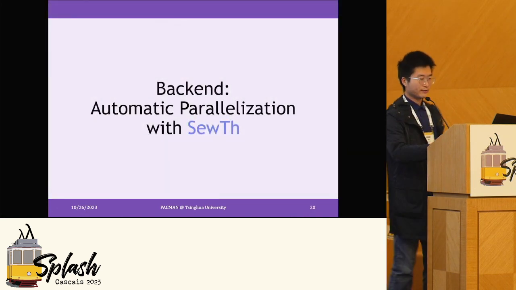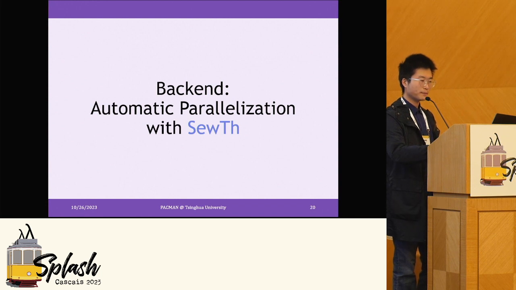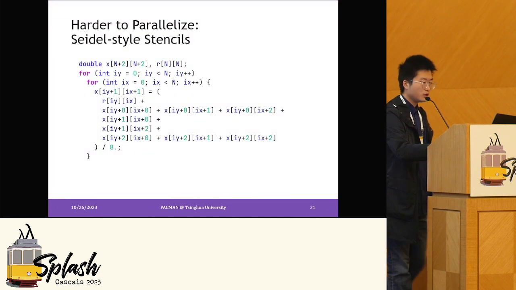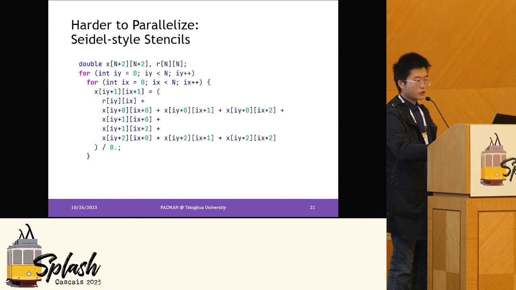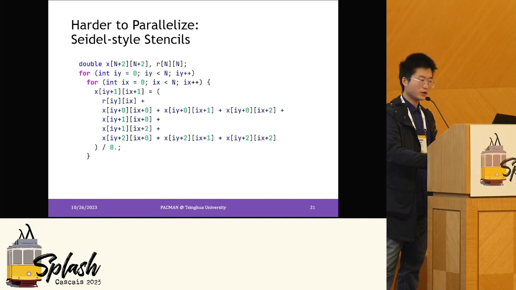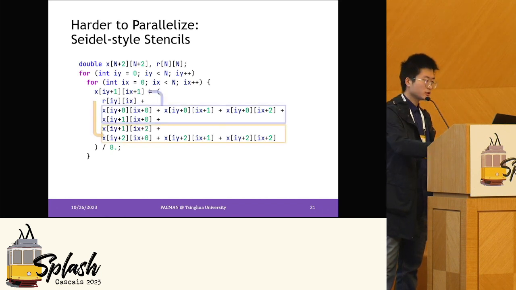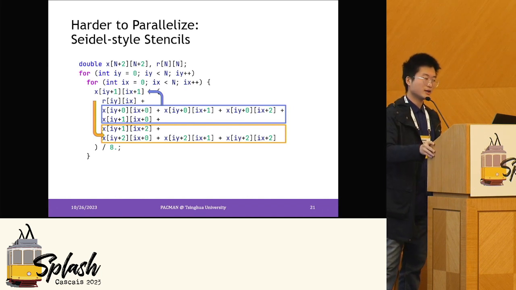Finally, there is our backend. It mainly involves our novel automatic parallelization method Sooth, which is based on polyhedral dependence analysis and our newly come-up-with strategy. So the point is that unlike the embarrassingly parallel Jacobi-style stencils, Seidel-style stencils are harder to parallelize. They have spatial dependence inside their nested loops. In this example, the written cell of X depends on the first terms on the right-hand side, needs to be computed after them, and must be earlier than the later four.